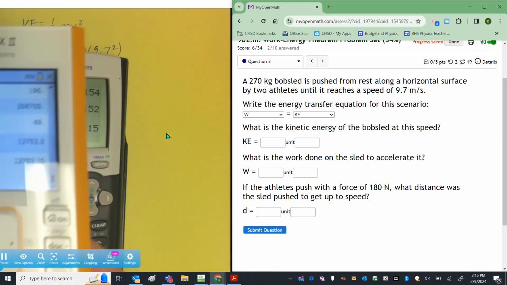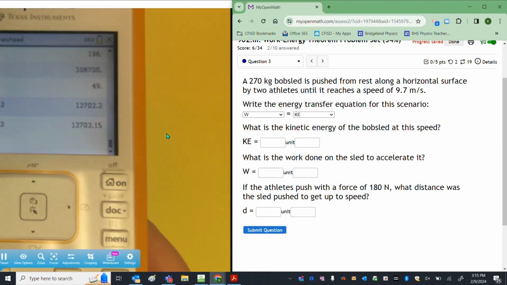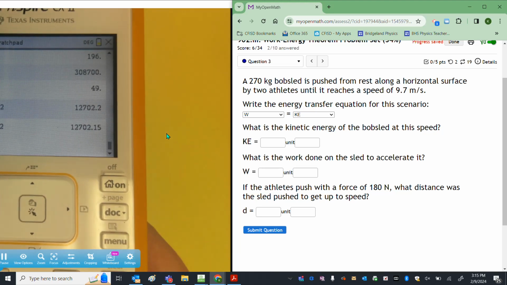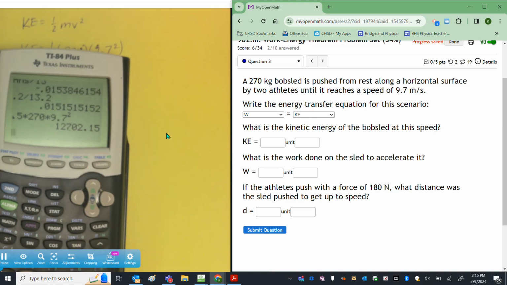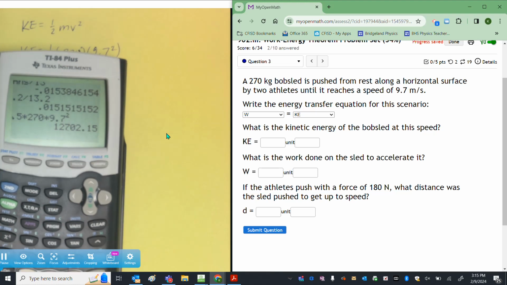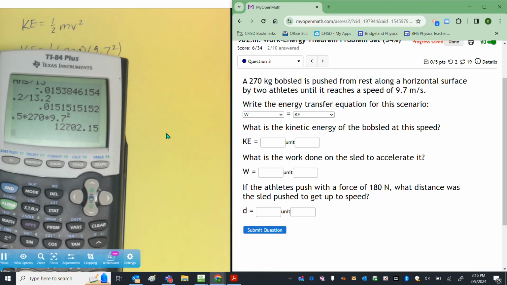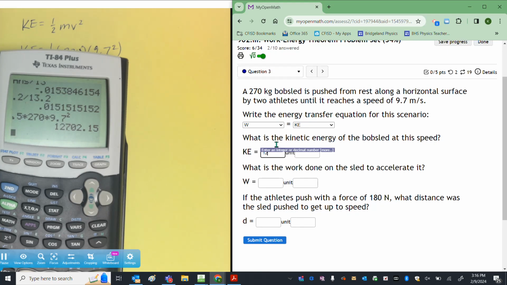And now I have my decimals. Okay, so again, you might have to change the setting on the calculator. I don't want you guys missing this because of the Nspire. So just be aware of that so that you're not running into that problem. Or if you're using your own calculator, you're not going to have that problem, but the Nspire, for some reason, defaults like that. So let me type this in, 12,702.15. My unit will be joules.